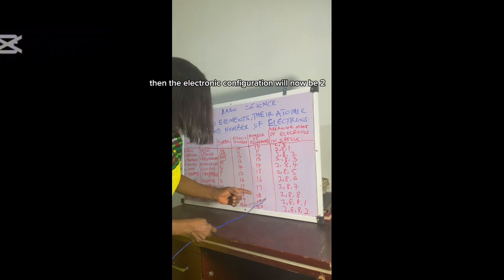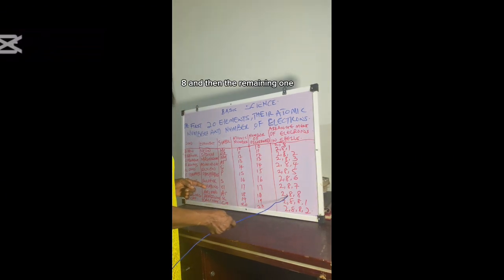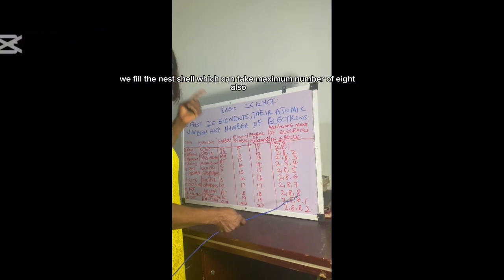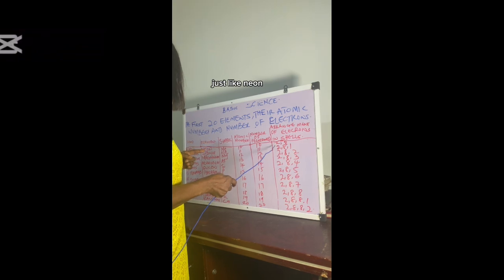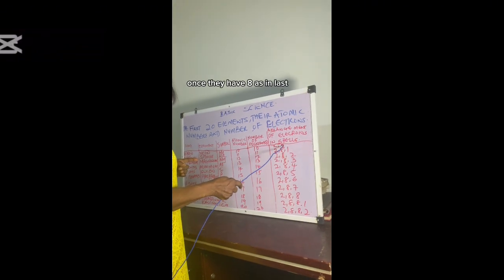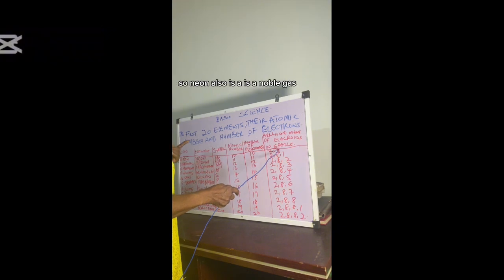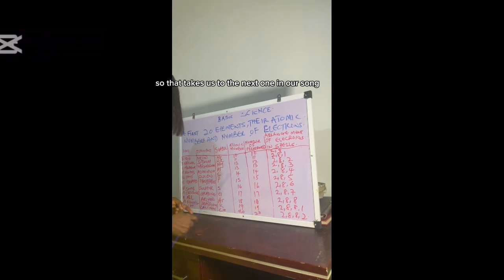Then the electronic configuration will now be 2, 8, and then the remaining 8 will fill the next shell, which can take a maximum number of 8 also. Just like neon, once they have 8 in their last shell, they cannot react. So neon also is a noble gas, just like argon is a noble gas. That takes us to the next one.